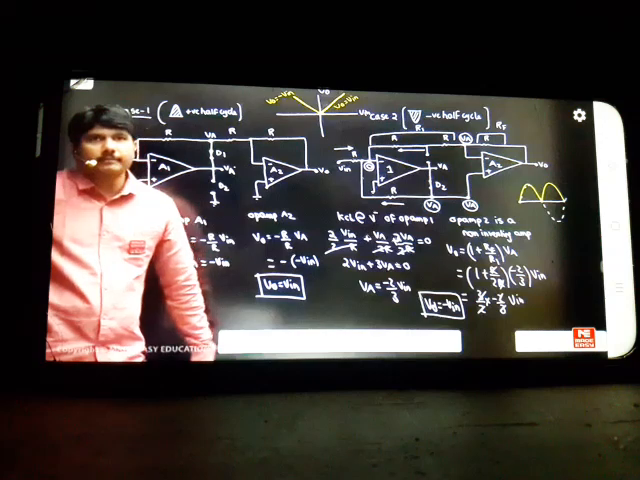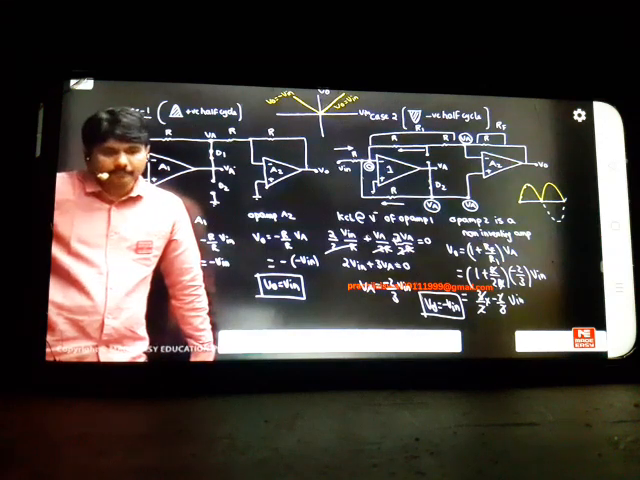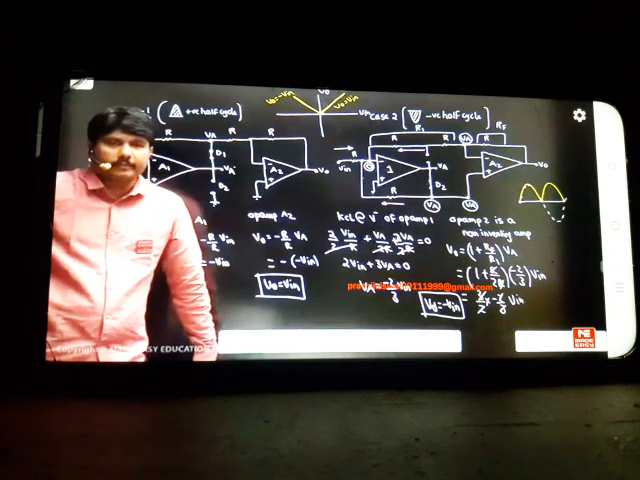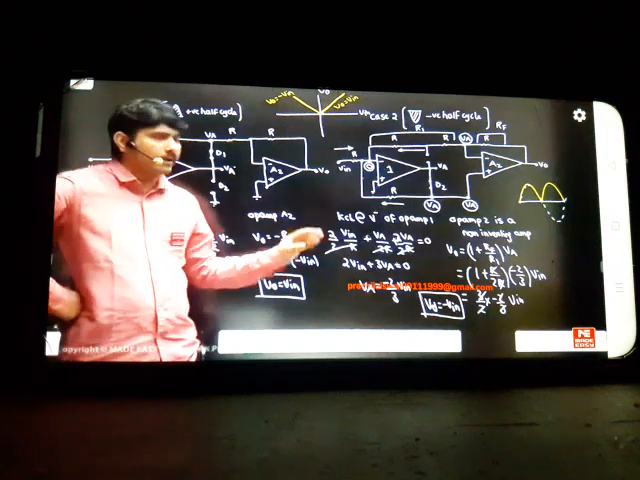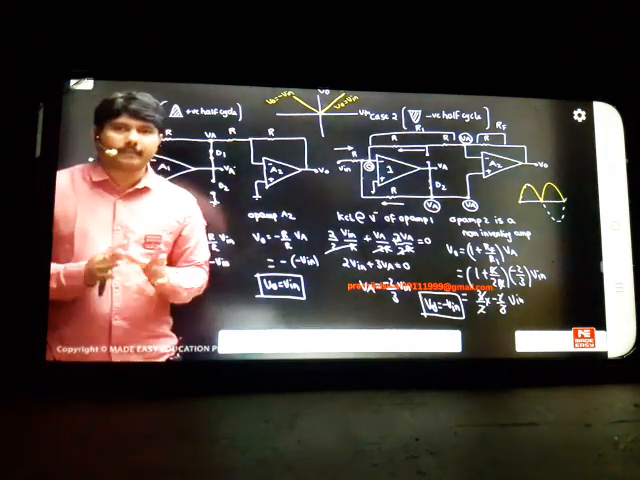Somebody asked me about a Clipper example. If you want, that extra material I may send you on WhatsApp. One or two examples I'll send you on WhatsApp, and you try to understand them. Here I don't want to teach. Up to here, my rectifier or separation circuit concept is complete. We are going to stop here.